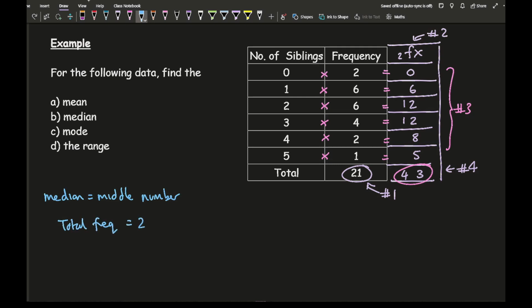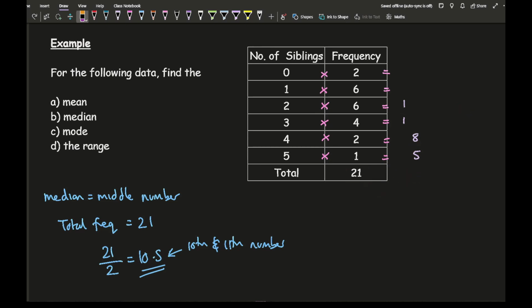Now if I've got the total frequency, which is 21, and 21 divided by 2 is 10.5, what I'm looking for is the 10.5th number, or rather the 10th and the 11th number. Now what I need to know is which column. Let's get rid of the fx column because I don't need that.